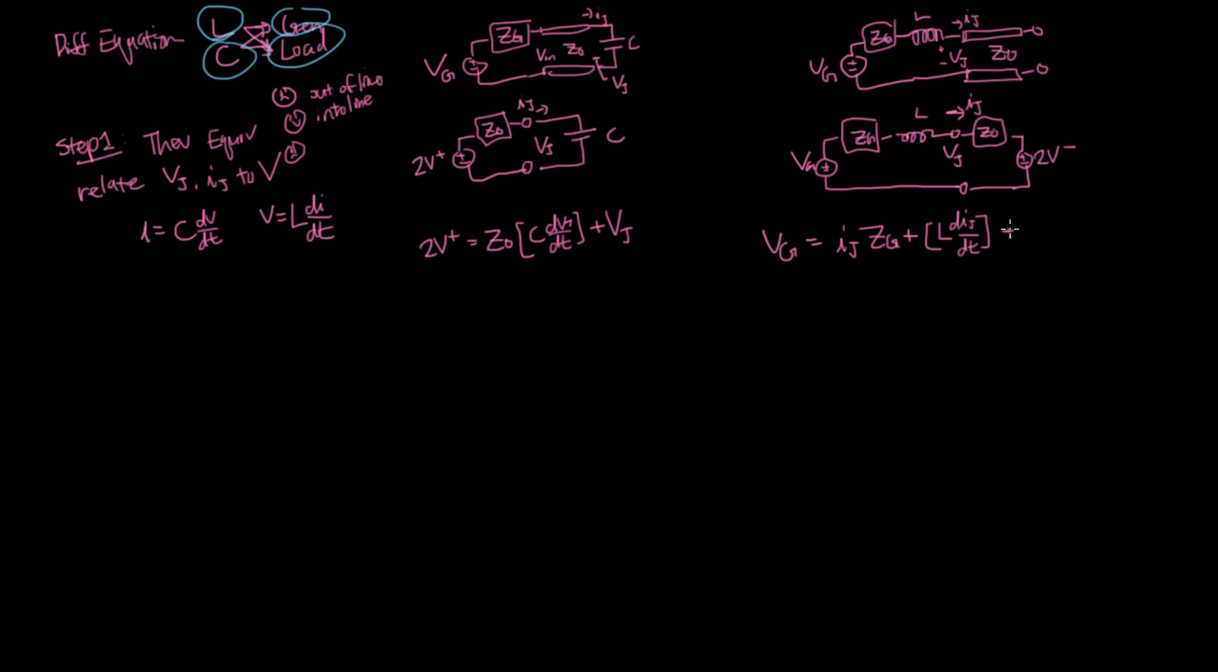And then we also have the voltage drop across Z0, so Ij Z0 plus 2V minus. In the case of the inductor, one thing to keep in mind is that this is Vj. So another expression for Vj is going to be Ij Z0 plus 2V minus. This is something to keep in mind because we might come back and use it later at the very end.